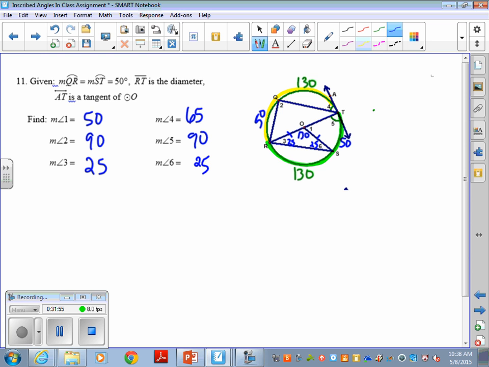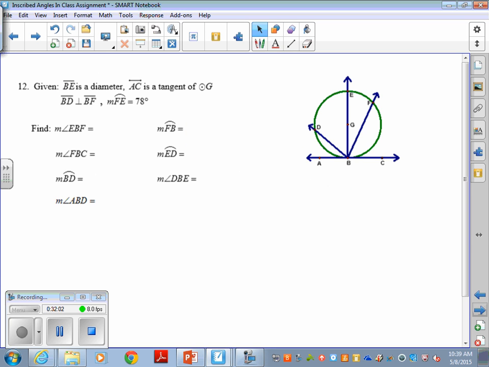All right. So the last one is yours. Same type of thing. Make sure you label the relationship that's given, and then see if you can find the remaining arcs. They give you FE to be 78, and then they tell us that BD is perpendicular to BF. So right there is 90 degrees. The intercepted arc is D to F. What would be 180? This side over here is 180.